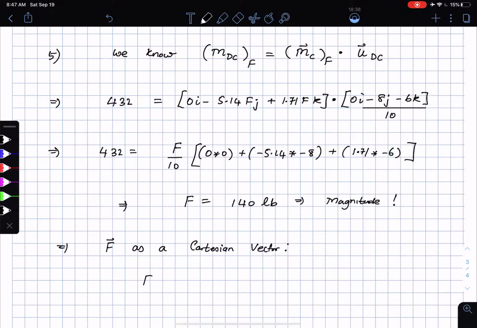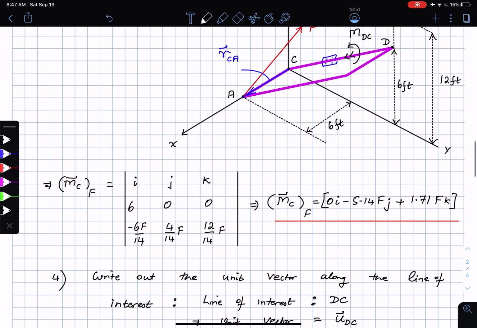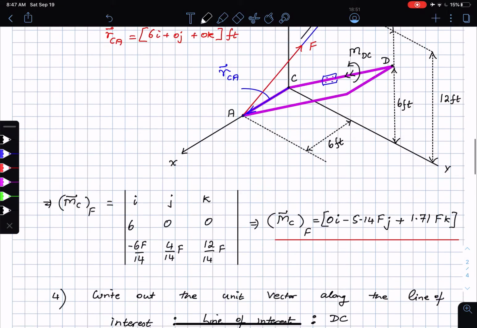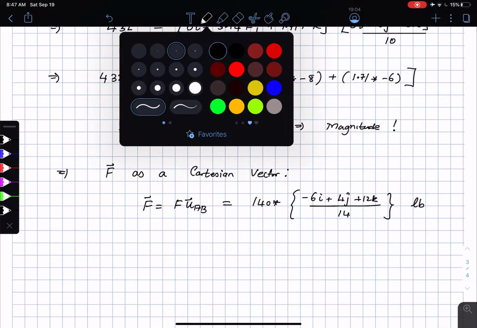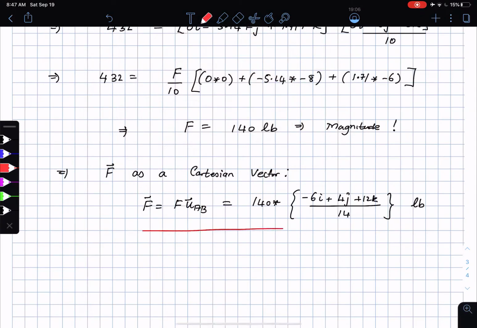And then if I have to write F as a Cartesian vector, all I have to do is, F is equal to F times UAB, which is going to be 140 times UAB, which I had before, right? Minus 6i, and then that was 4j, if I remember right. Let me go back and look at my 4j and 12k, plus 12k, all of this divided by 14, and that will be so many pounds. And of course I did not simplify this, but this is the situation here.